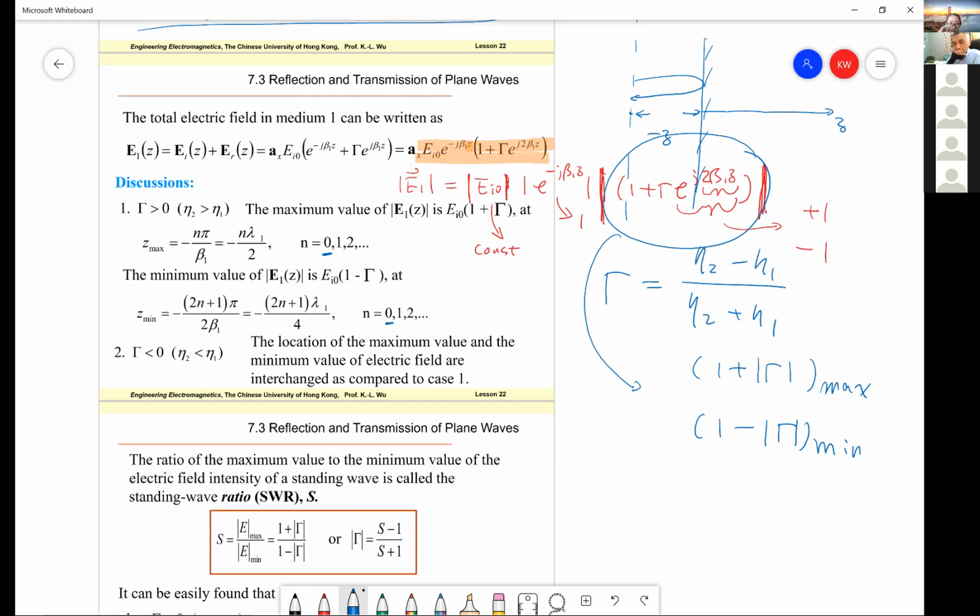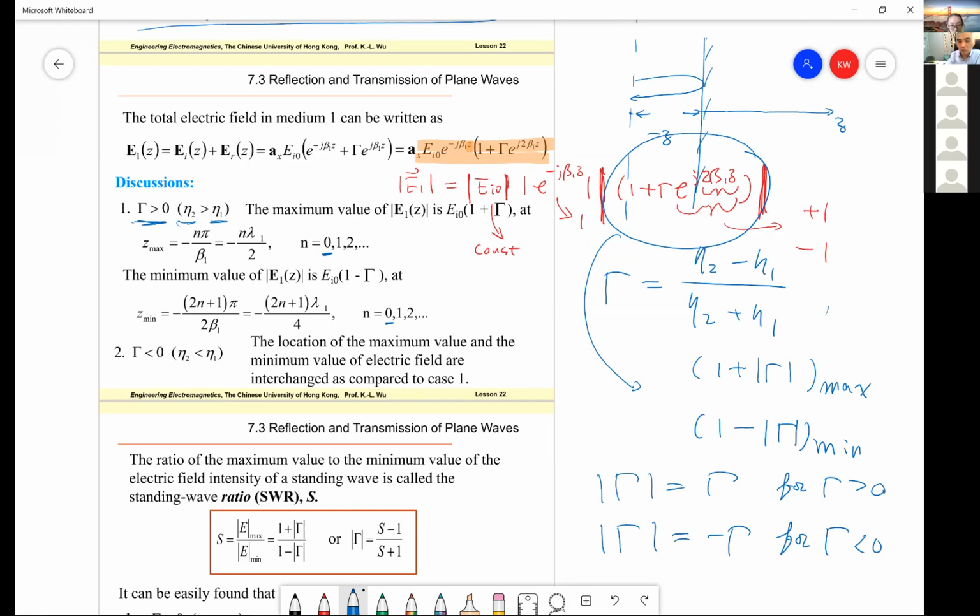So when gamma is larger than 0, that means eta 2 is much larger than eta 1. So in this case, this is equal to gamma, right? For gamma larger than 0. Then this is equal to minus gamma for gamma less than 0, right? For gamma less than 0.